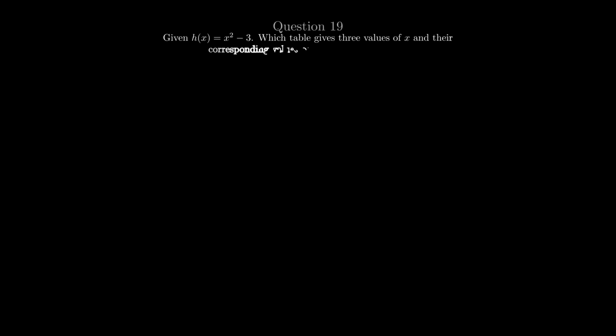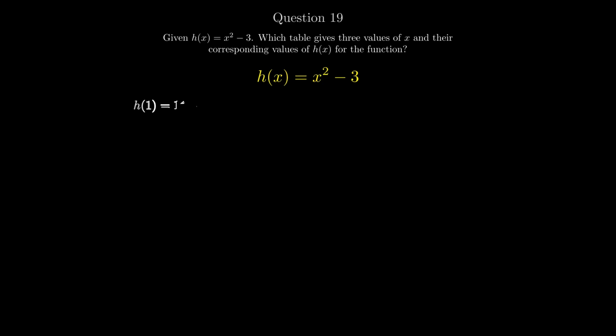Now let's look at question 19. We are given the function h of x equals x squared minus 3. We need to find which of the 4 tables correctly represents 3 values of x and their corresponding outputs. Let's test the values one by one. For x equals 1, h of 1 equals 1 squared minus 3, which gives us negative 2.